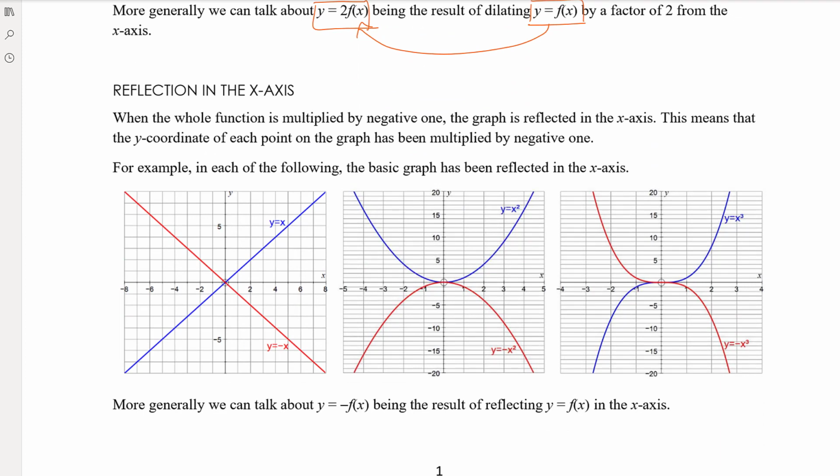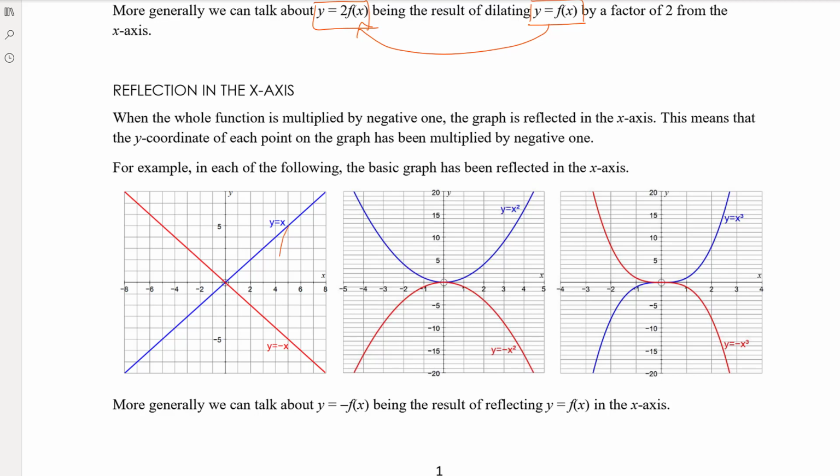The graph is reflected in the x-axis. And what this means in terms of what's happening to all the points is that the y-coordinate of each point has been multiplied by -1. So for example, in the first graph here, we have y equals x. Multiplying that by -1, we get y equals -x.